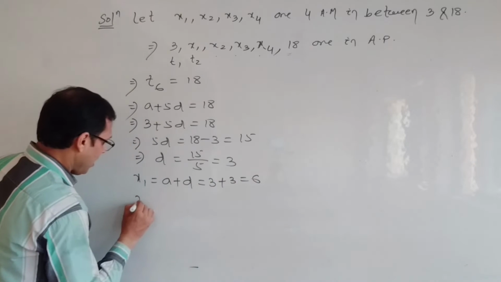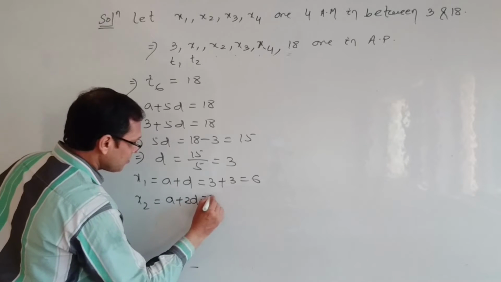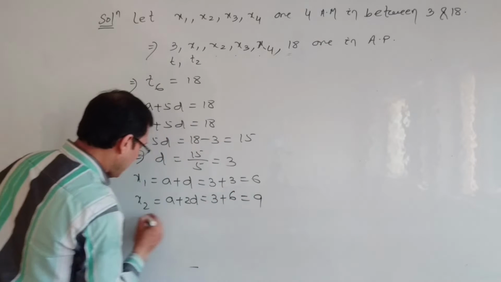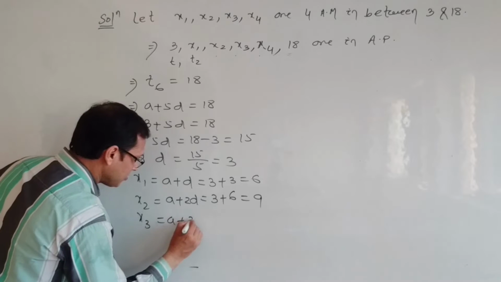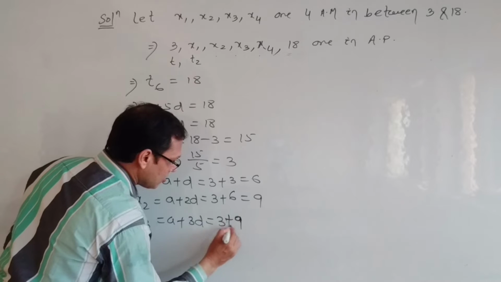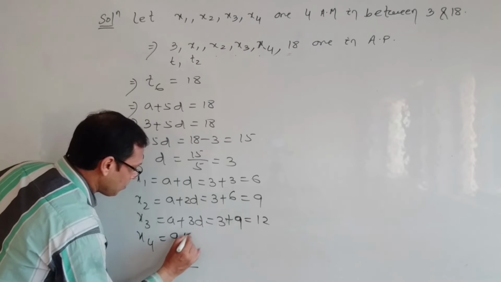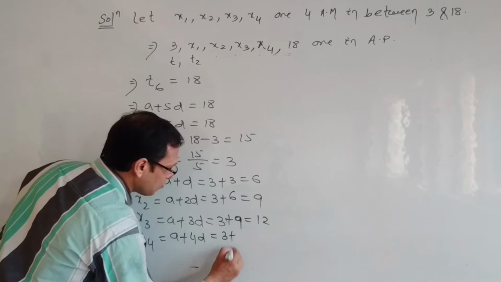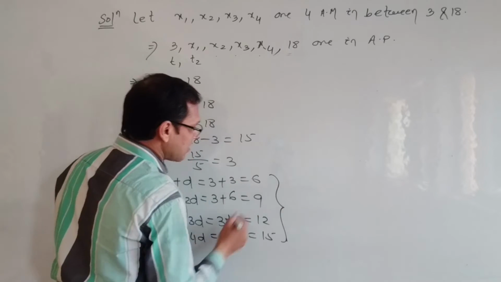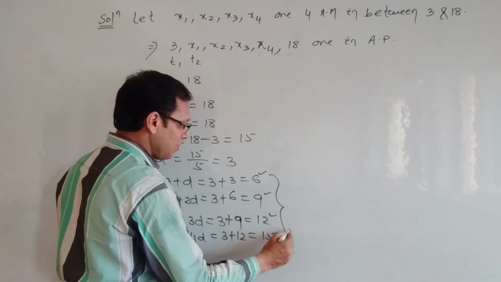and x2 is equal to a plus 2d. So 3 plus 2d means 2 into 3, that is 6, so 9. x3 is equal to a plus 3d, that is 3 plus 9, is equal to 12, and x4 is equal to a plus 4d, that is 3 plus 12, which is equal to 15. So hence, the 4 arithmetic means are 6, 9, 12, 15.